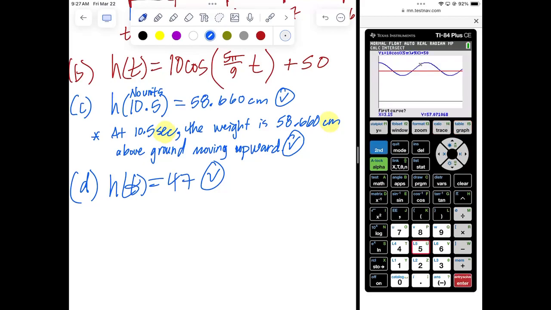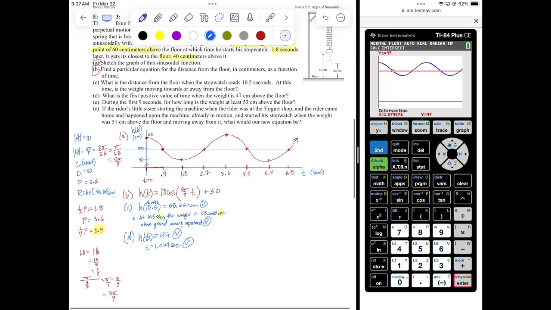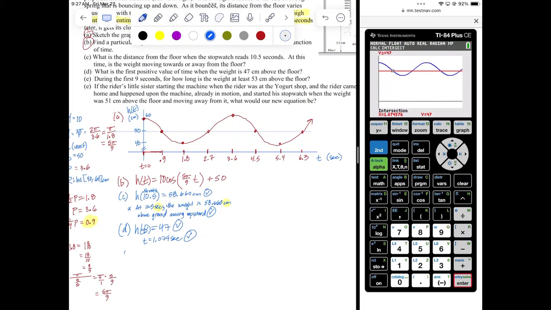Second trace, number 5, enter, enter, scroll to the one we want, hit enter, and there it is. t equals 1.074 or 5, and that's our final numeric answer, so we put units on it. You don't have to write the sentence here, but if it asks for the sentence, you would include both units. All right, so that's D. Now we're on E. During the first 9 seconds, oh, here's one of those duration ones. During the first 9 seconds, for how long is the weight 53 centimeters above the floor?